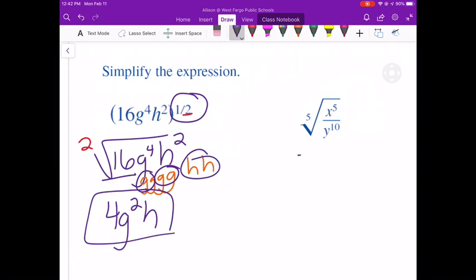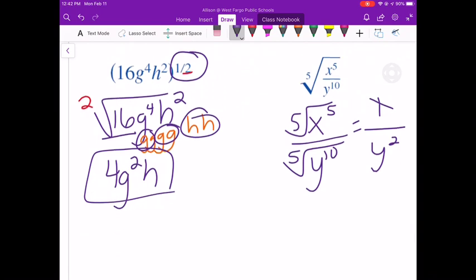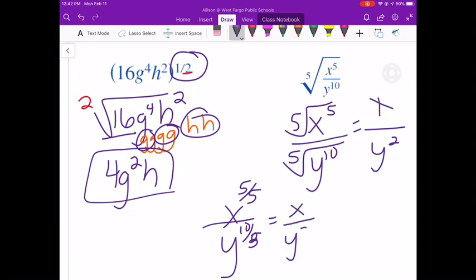The 5th root, you can split up and do the 5th root of x to the 5th over the 5th root of y to the 10th. Well, this would be just x, the 5th root of 5 x's. Now here you have 10 y's, so you can take out 2 groups, so it'd be x over y squared. You could change this back to fractional exponents too. It'd be x to the 5th to the 1/5 over y to the 10th to the 1/5, which simplifies to x over y squared too. So fraction or radical.